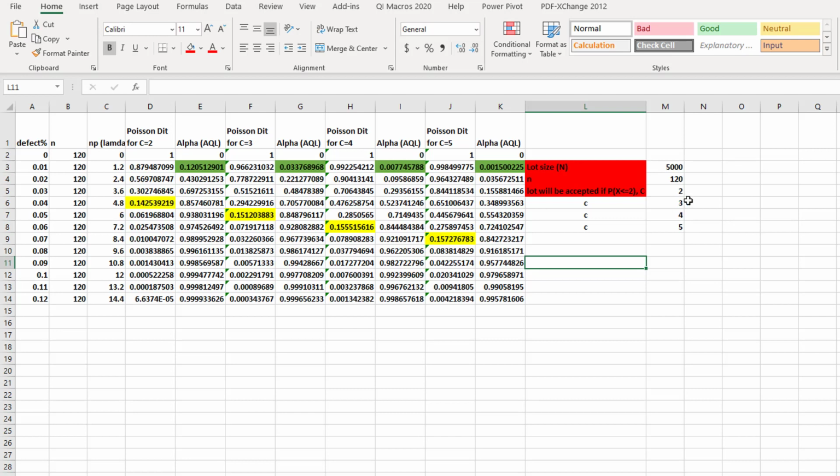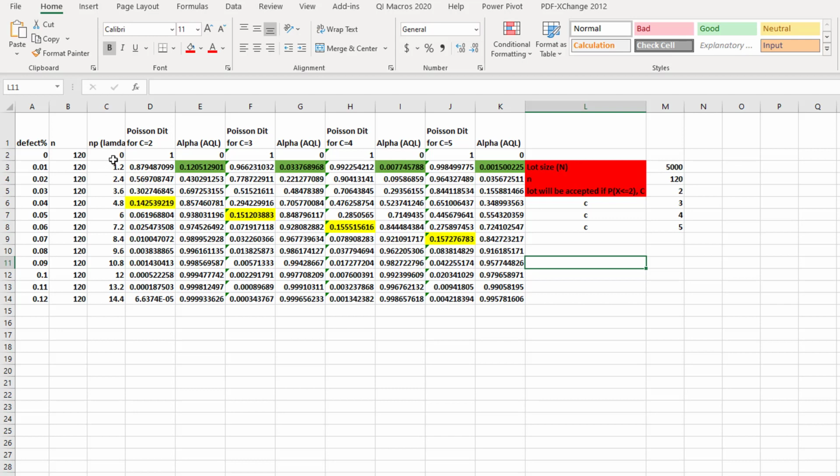So when the acceptance number is 2, how will we construct it? These are our defective probabilities. For example, no defect, then 1% defective, 2% defective, 3% defective, 4% defective. Because in this example our sample size is fixed, we want to check what will happen if we change the acceptance rate. The acceptance rate as the first instance is 2.